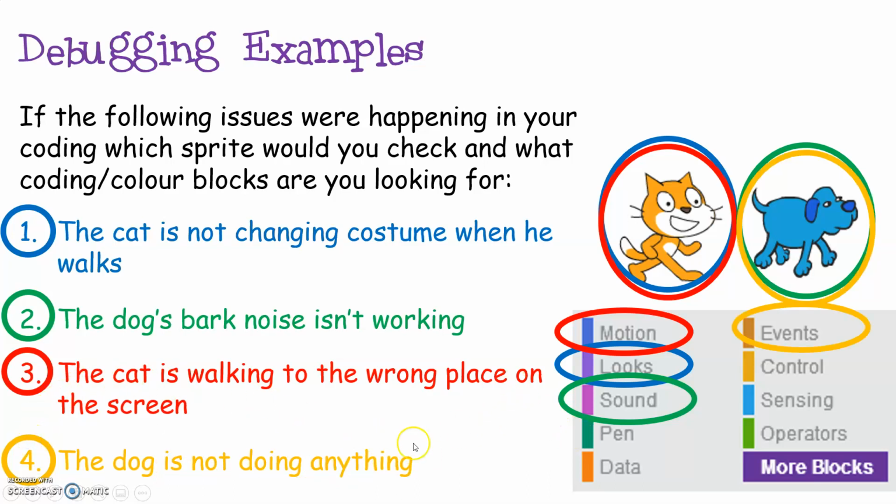Okay, the answer is it's the dog script you'd be looking for, but it's probably the events. It's most likely the trigger or the broadcast isn't working correctly, or it isn't picking up the right command for the code to actually work, rather than there not being any code, or there could be no code there at all. Okay, hopefully you got most of those right, and if you did, it will make your task today a little bit easier.